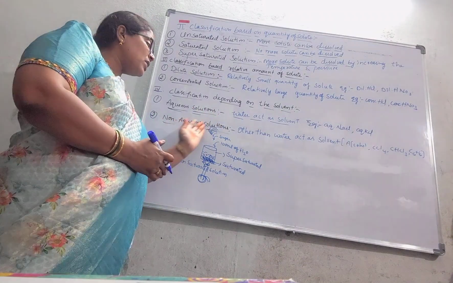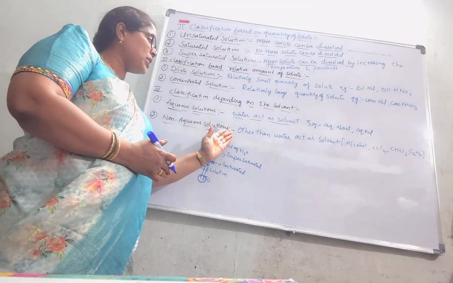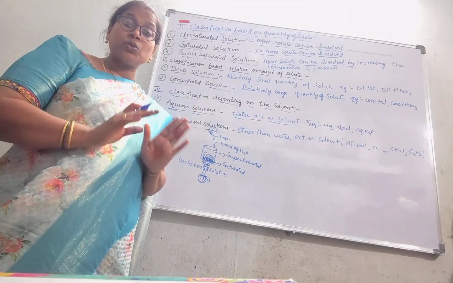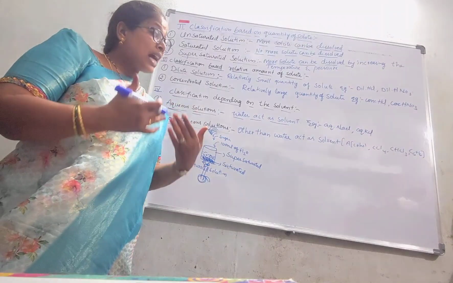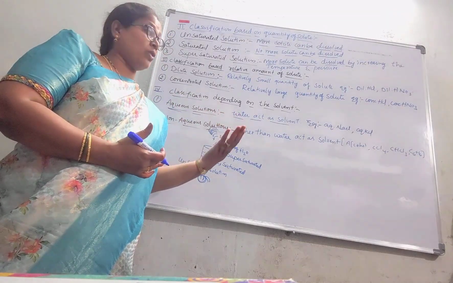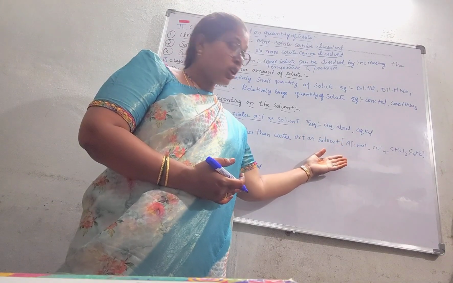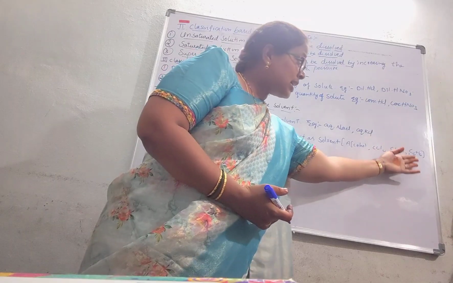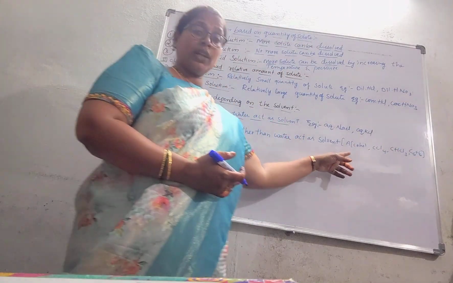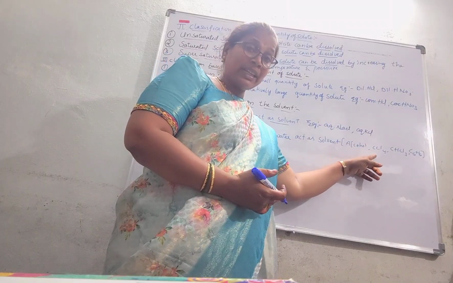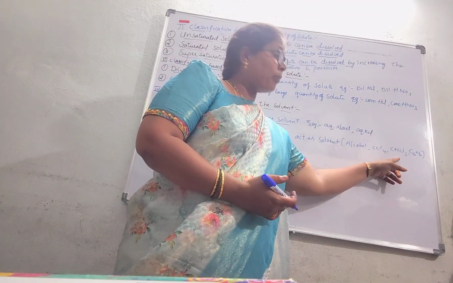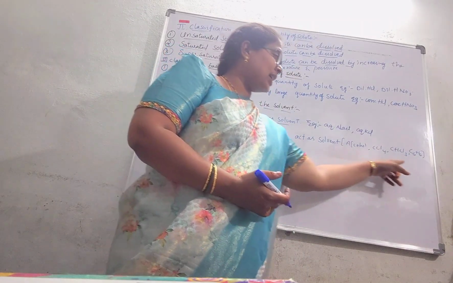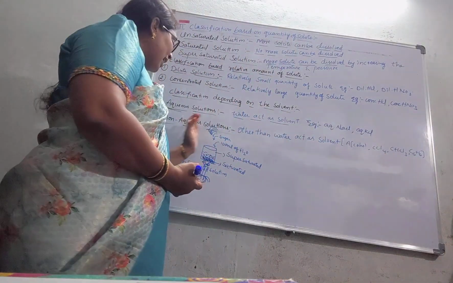What about non-aqueous solutions? Non-aqueous solutions means a solvent other than water is used. We should not use water as the solvent. For example, alcohol, CCl4, CHCl3, or C6H6 is used as a solvent: ethyl alcohol, carbon tetrachloride, chloroform, benzene. If you use these as solvents, those are called non-aqueous solutions.